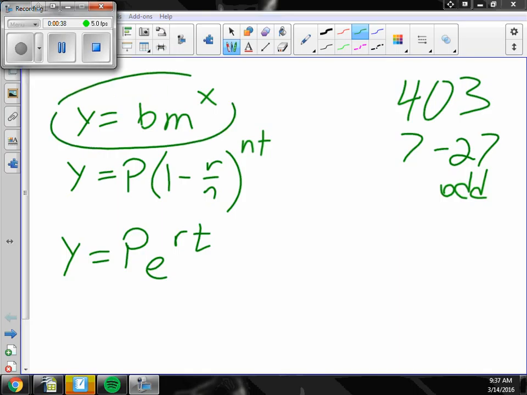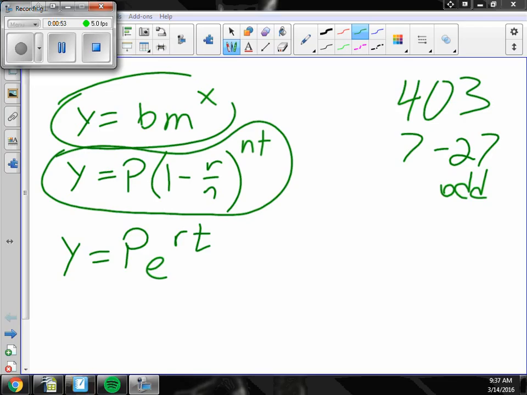This equation is the simple compound formula where it's only compounded once a year. This formula is where you compound any finite number of times. You could actually plug in 1 for n, and then this equation turns into that equation. And then the last equation is compounding continuously, meaning every instant of every second, the interest is paid out.